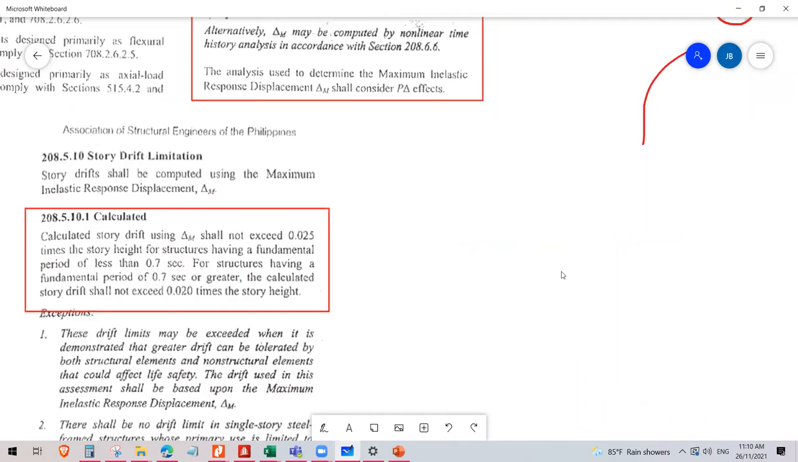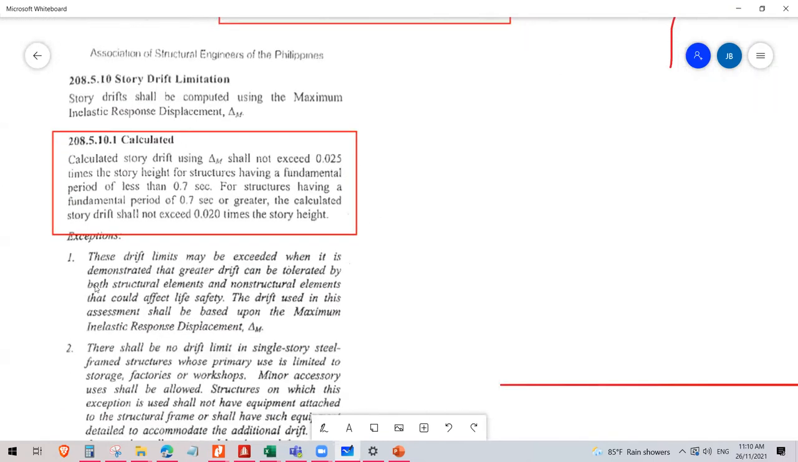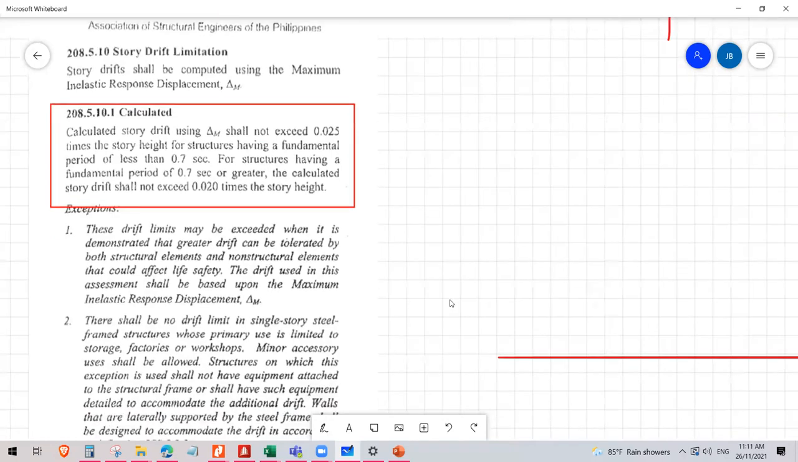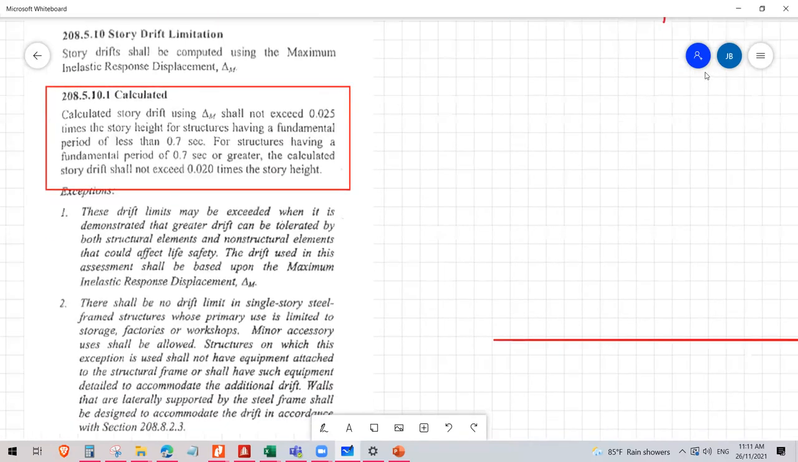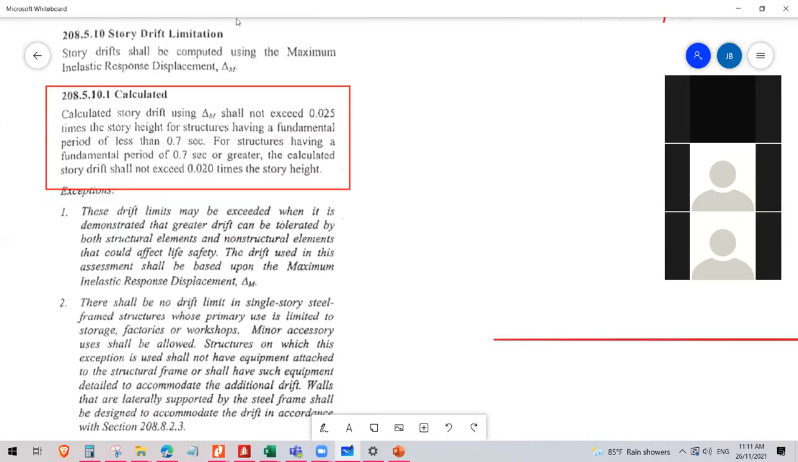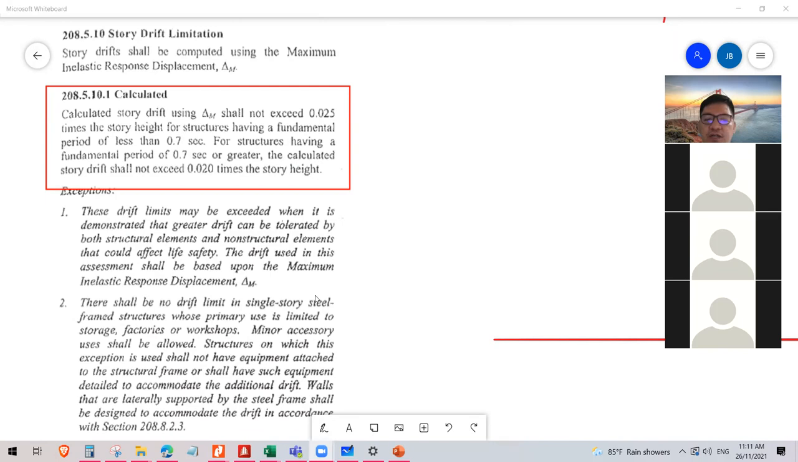So, ano ba yung sabi niya dito? Okay, this drift may be exceeded when it is demonstrated that the greater drift can be tolerated by both structural elements and non-structural elements that could affect the life safety. There shall be no drift limit in single-story steel frame structure whose primary use is limited to storage, factories or workshops. Ibig sabihin, yung concept lang ng drift is for life safety. No? So, kung nag-perform ka ng advanced analysis na na-prove mo na kaya ng structure yung mas malaking drift limit, so be it. No? Pwede. Standard procedure lang ni code kung ayaw mo mag-perform ng advanced analysis, susundin mo yan, no?